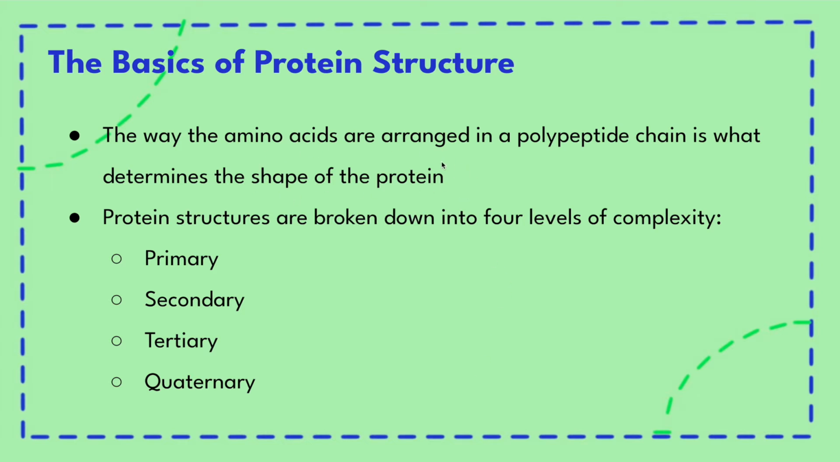As a little side note, RNA is what tells the amino acids to bond in a specific order, and this occurs on the ribosomes of a cell. Protein structures are broken down into 4 levels of complexity: primary, secondary, tertiary, and quaternary structure. All proteins have a primary structure, but there are many proteins that do not have a quaternary structure because they simply aren't complex enough.